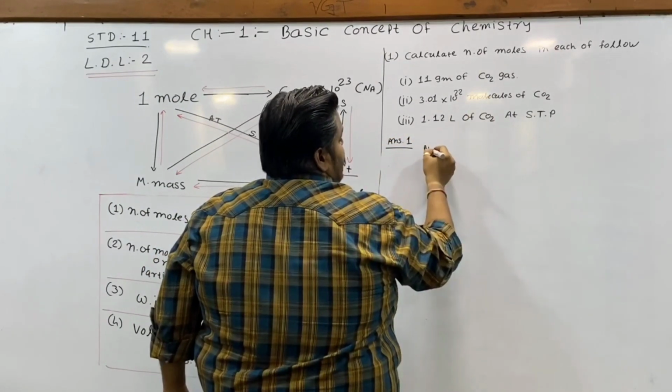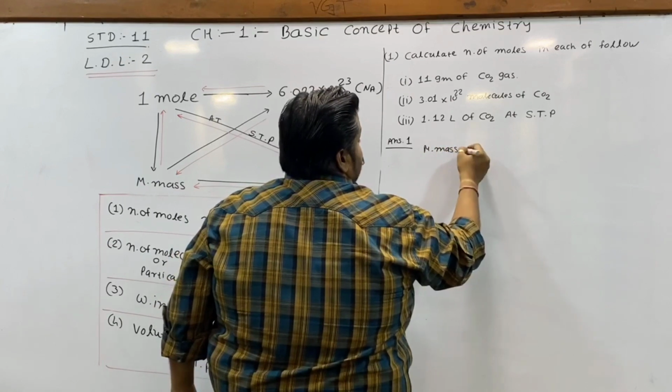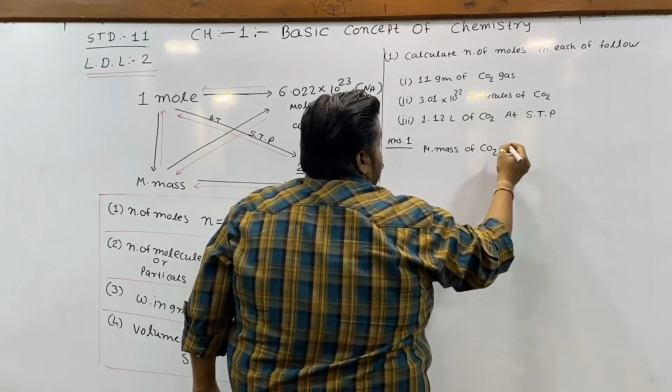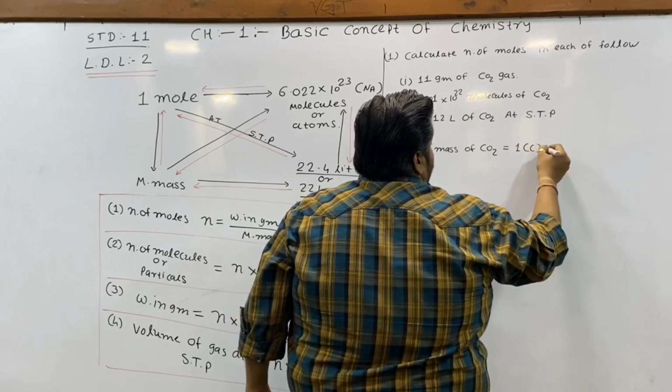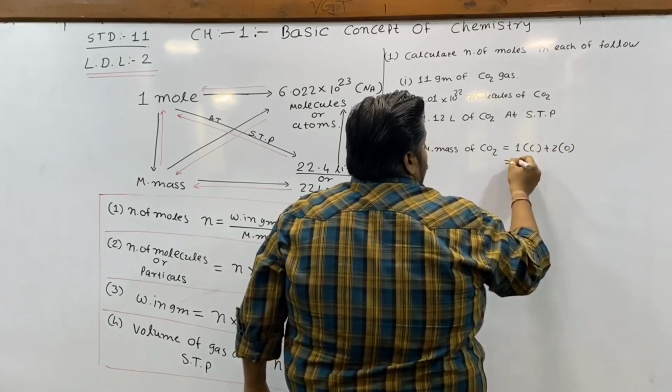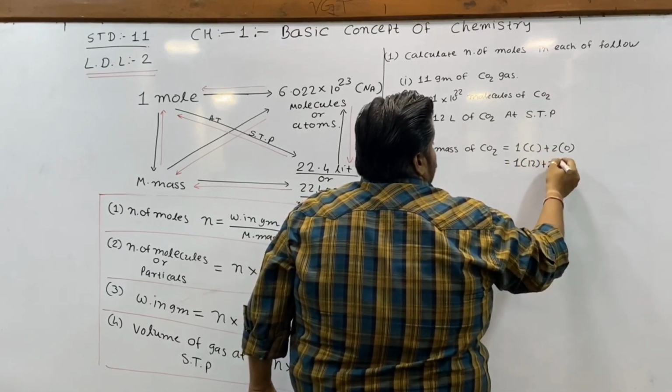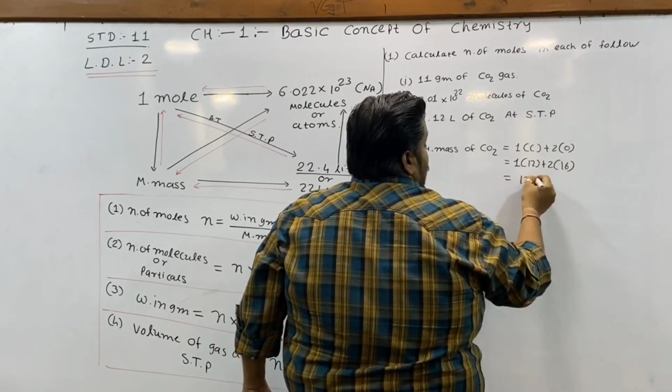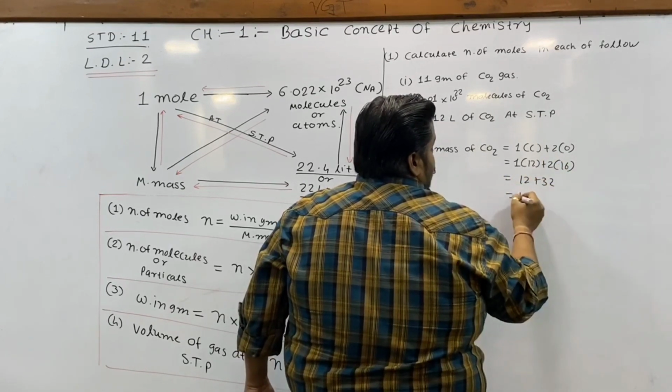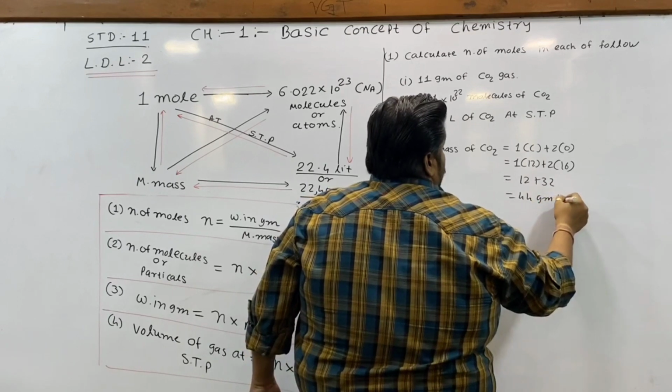CO2. First of all, I find molar mass for CO2. Molar mass of CO2 is 1 carbon and 2 oxygen. Carbon's atomic mass is 12, that of oxygen is 16. So 12 ones are 12 plus 32, total 44 gram per mole.